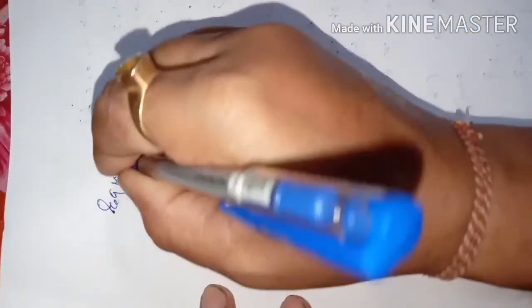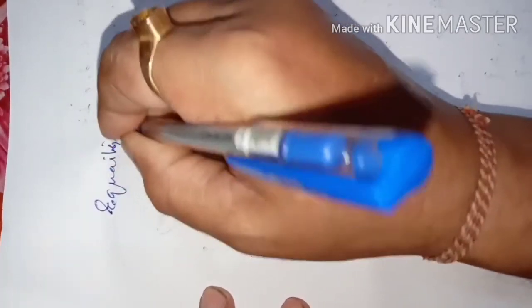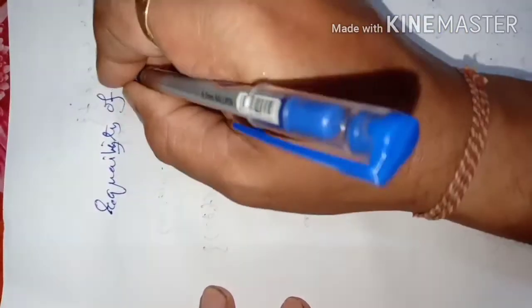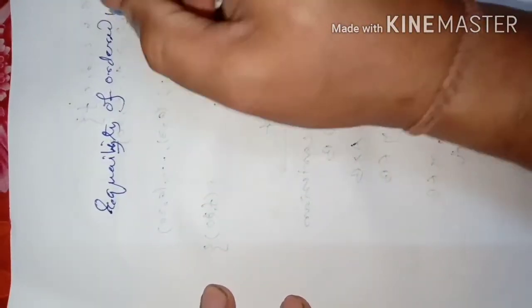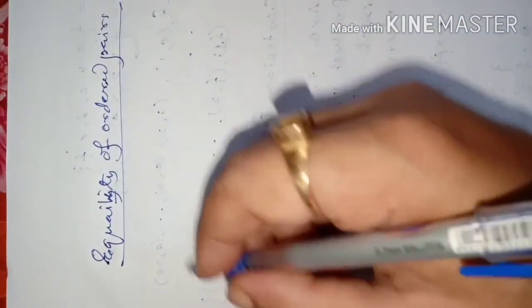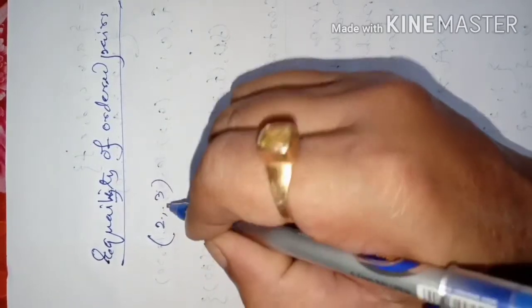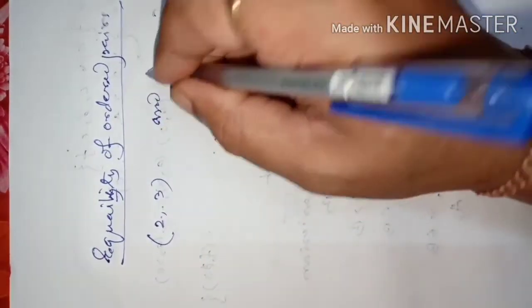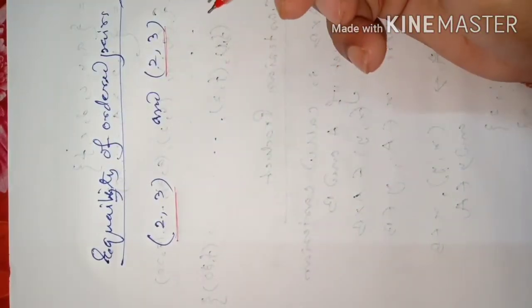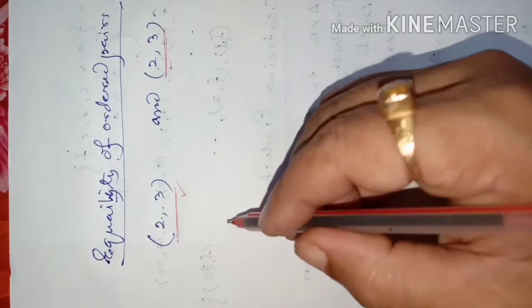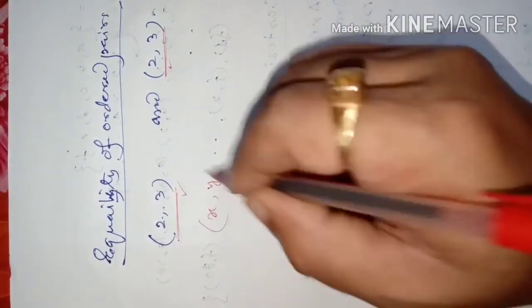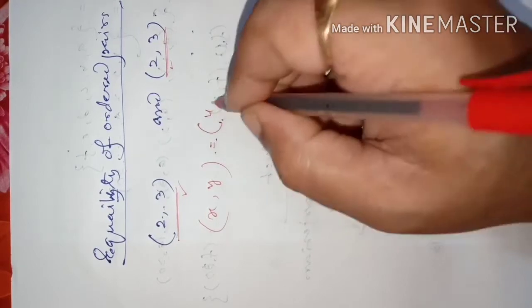Equality of ordered pairs. What is the meaning of equality of ordered pairs? When can you say two ordered pairs are equal? If their corresponding elements are equal. Suppose this is one ordered pair, say 2, 3, and another ordered pair again 2, 3, then we say they are equal. That is when we say (x, y) is equal to, suppose, (u, v).